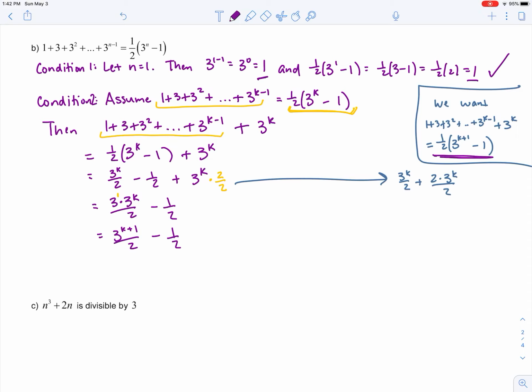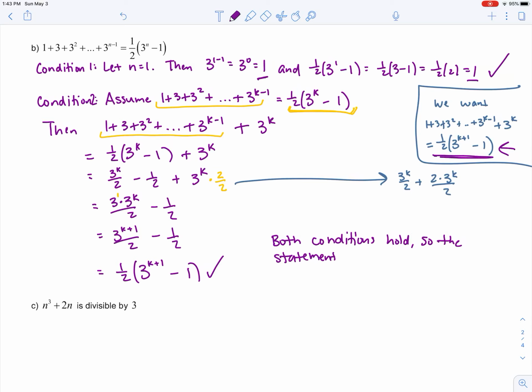The last step, I believe, will just be to factor out 1/2. And I have 3 to the k plus 1 power minus 1, which is exactly what I wanted, right, over here in my box. So I'll write a little summary. Both conditions hold. So the statement is true by the principle of mathematical induction.